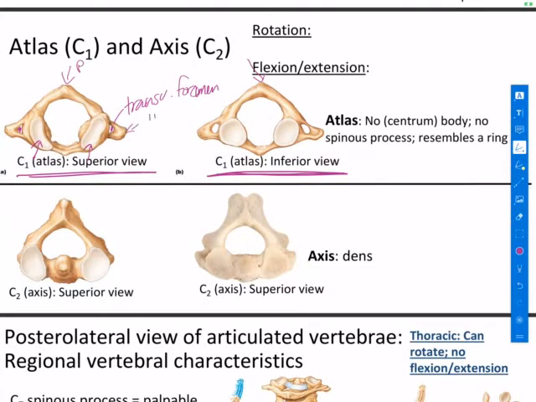And then this is a transverse process right here, and there's one on both sides. Of course, this is the same vertebral foramen here, through which the spinal cord passes. And this C1 also has what is called an anterior tubercle. So that is the anterior tubercle, and this is the posterior tubercle right here.